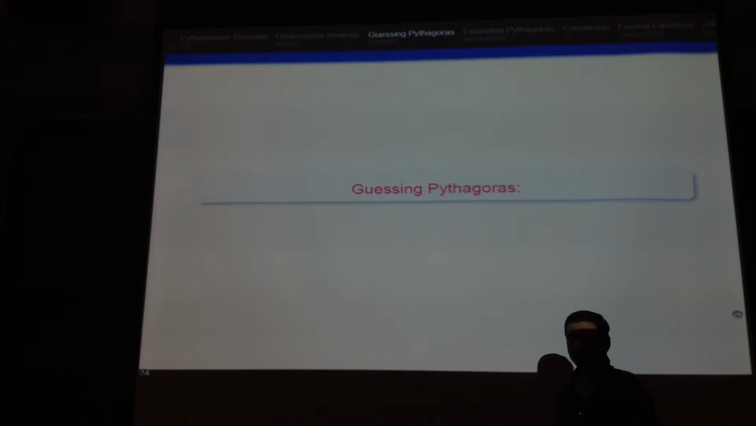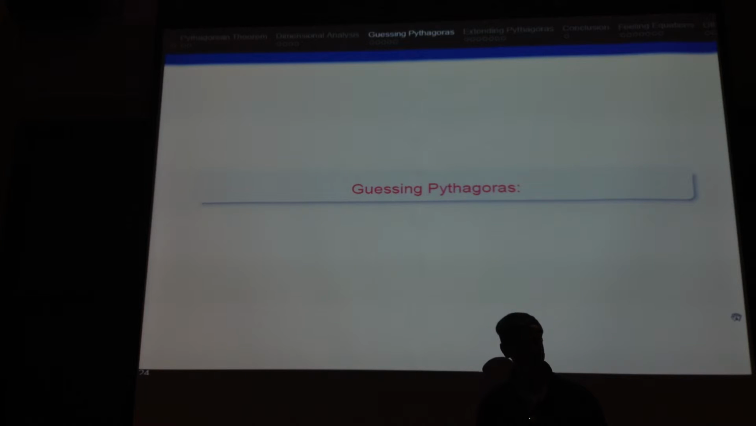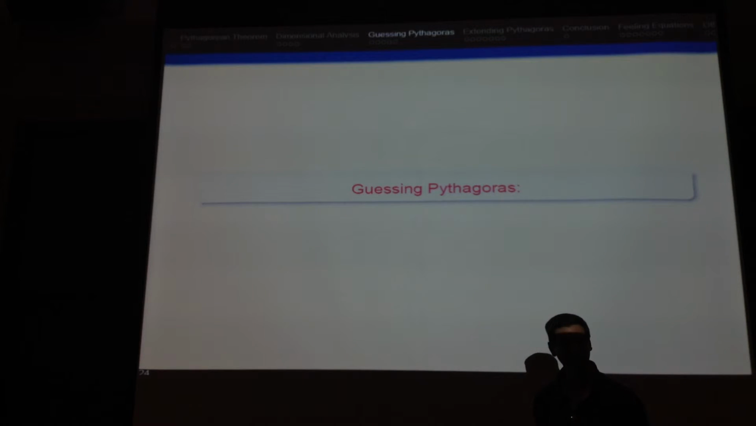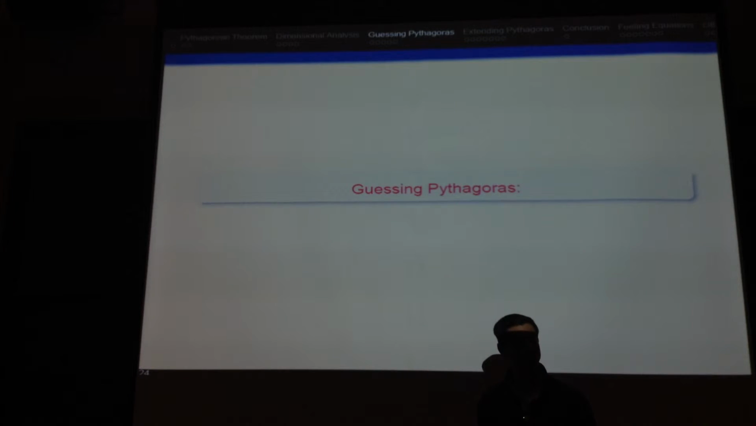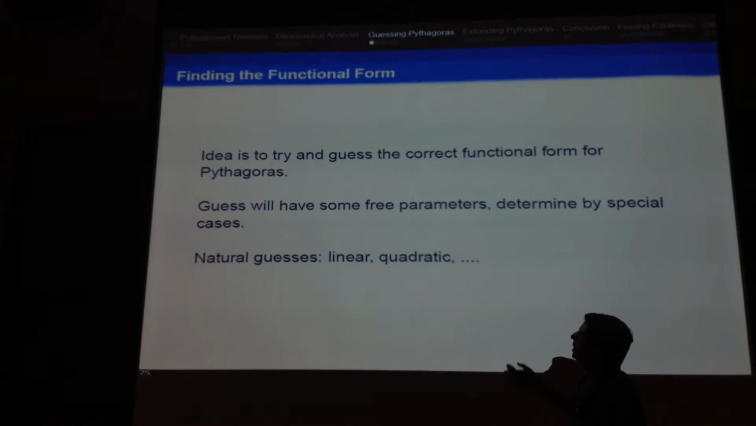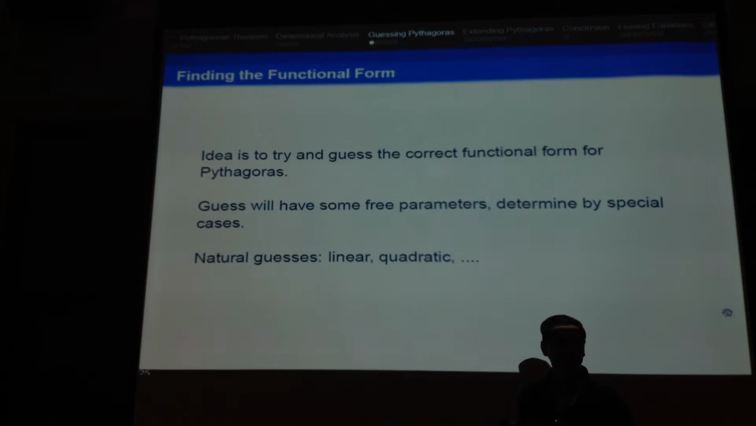So what I want to do now is try to guess the Pythagorean formula. I'm going to pretend I don't know it yet, and see how we might guess it, and then I'm going to extend this to hopefully a place where you have not seen the Pythagorean formula. So the idea is we want to guess the correct function. I'm going to have some free parameters, and I'm going to try to nail down those parameters by looking at some special cases. Natural guess, linear, quadratic.